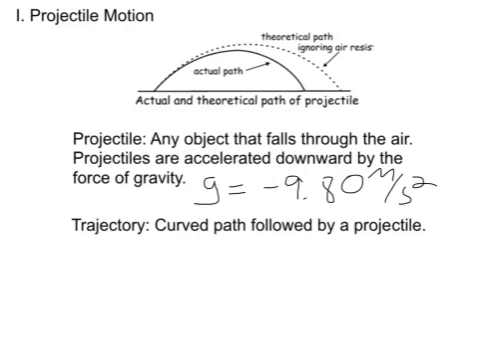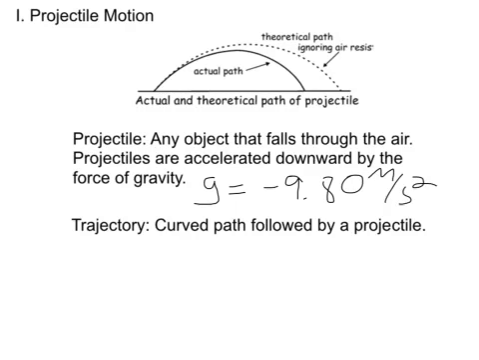Now, while projectiles are affected by their passage through the air to varying degrees, we're going to be ignoring the effects of air resistance in all of the problem situations we deal with. And that can be safely done as long as the object is dense and the distance that it falls is not too great. Now, projectiles will always follow a curved path called a trajectory. A trajectory is a segment of a parabola, which is a fact that was discovered by Galileo. Sometimes a trajectory is called a ballistic path.